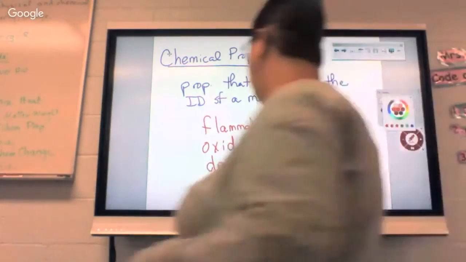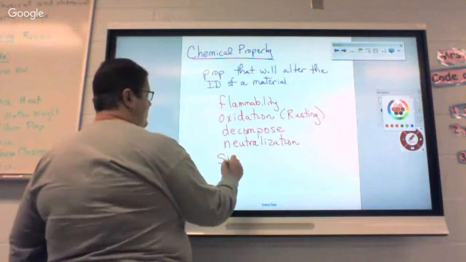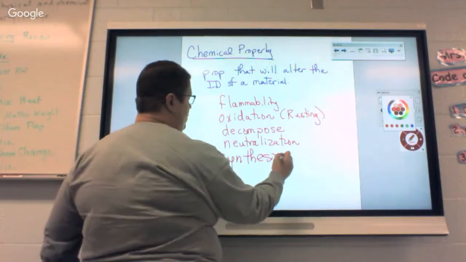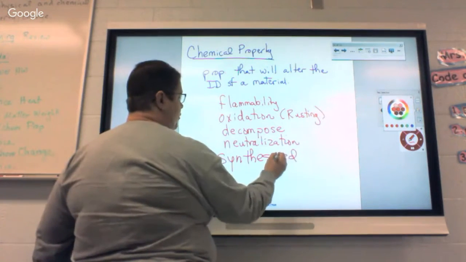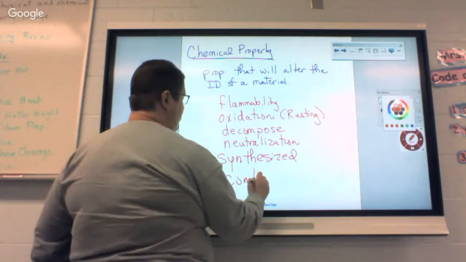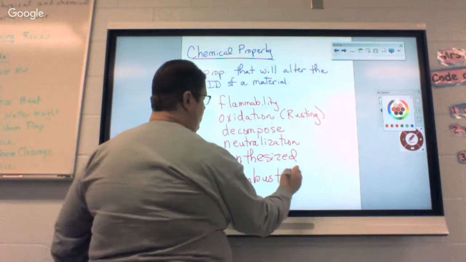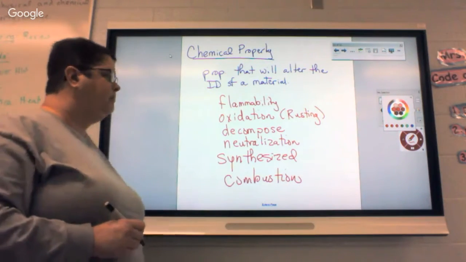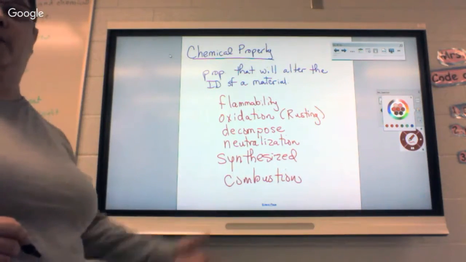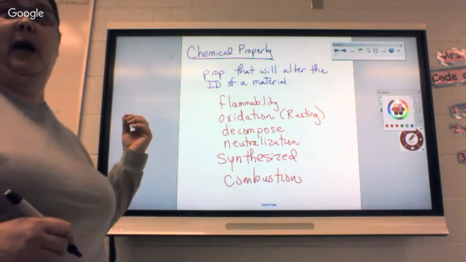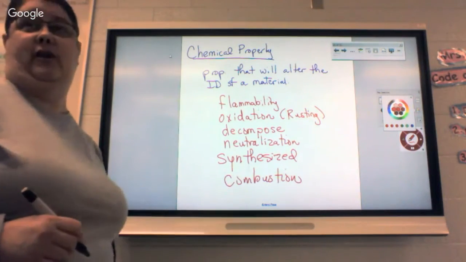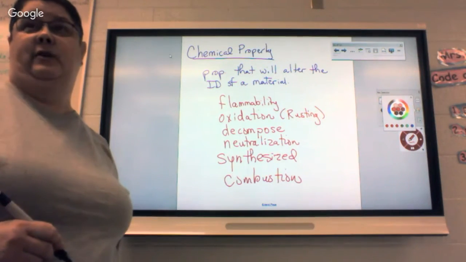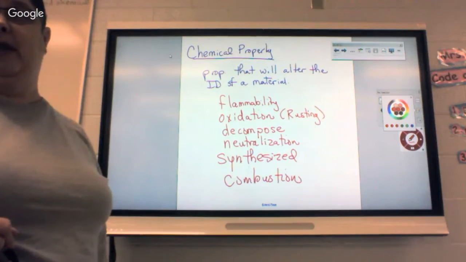We could talk about something being synthesized, which we will talk about when we do types of reactions. We can talk about something undergoing combustion. Any of those would be chemical properties. Now, can I go back to the last slide and pick up intensive and extensive for any of those things? No, we said we could only say intensive and extensive for physical properties. It's only physical. Everybody got that?